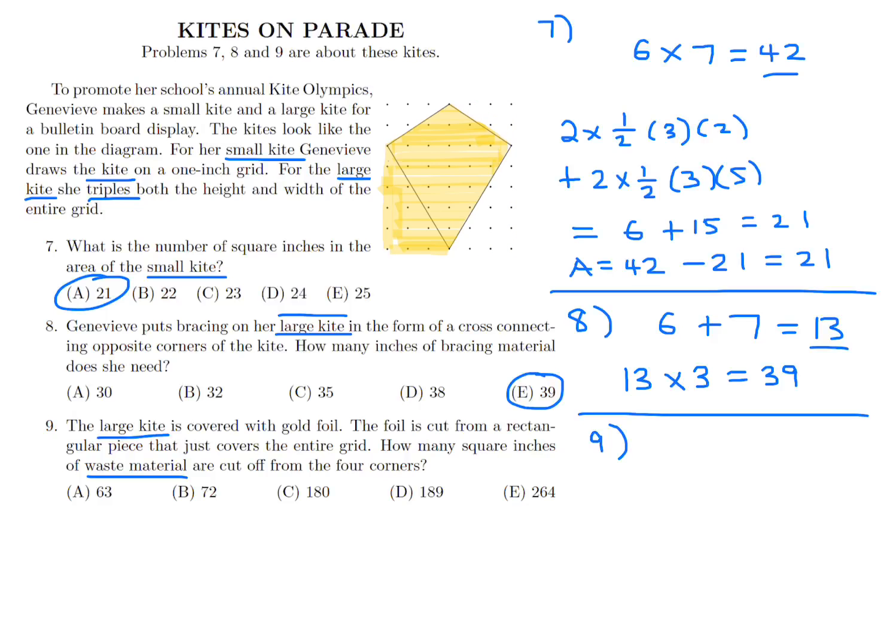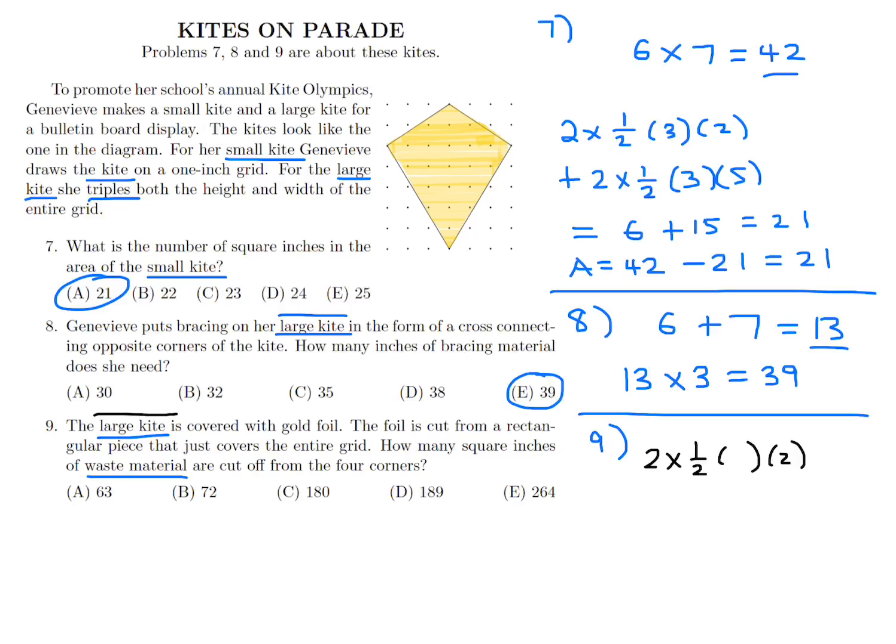All right, that shouldn't be a problem. Probably just have to calculate the area of those 4 triangles. So let's do that. The 4 triangles, of course, very similar to number 7, will be 2 times 1/2 base times height. So the base of the top there is 3 for one of those triangles, and the height is 2. Like that, right? But remember, this is now the large kite. So we have to triple these values.